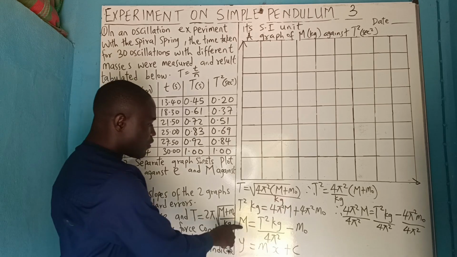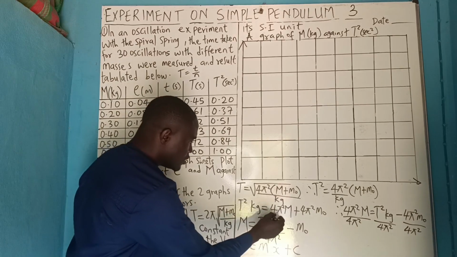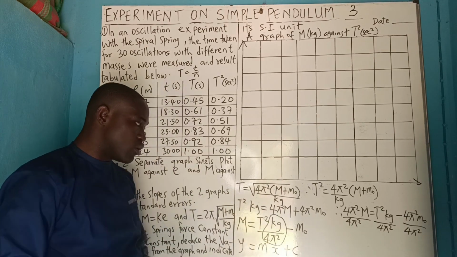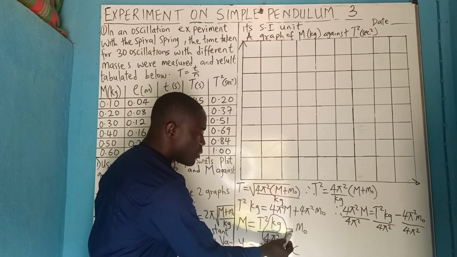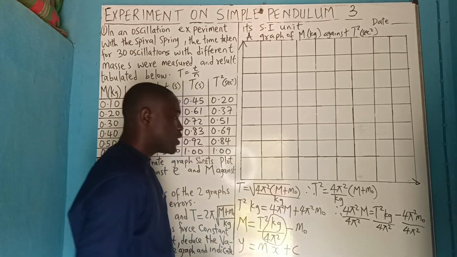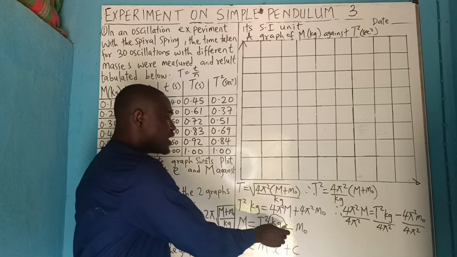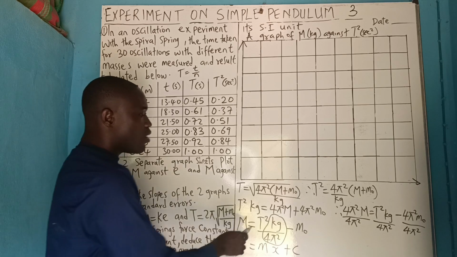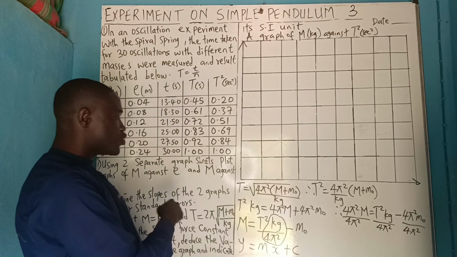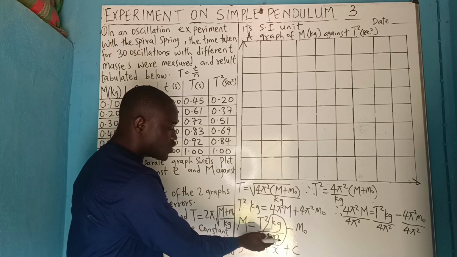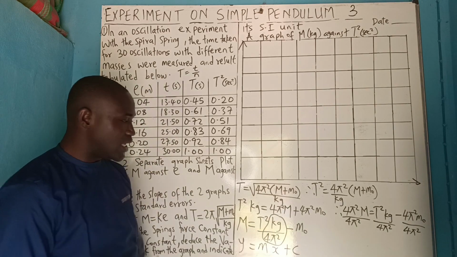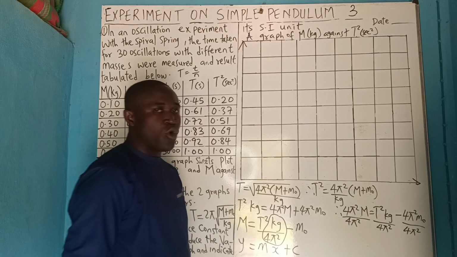That means when you plot the graph of m against T squared, y equals mx plus c. This kg over 4 pi squared will become the slope, and the intercept will be minus m0. That means it will have a negative intercept. Now we will keep this in mind as we do the plot, because it is from this slope that we can deduce what our g is and what our m0 is.